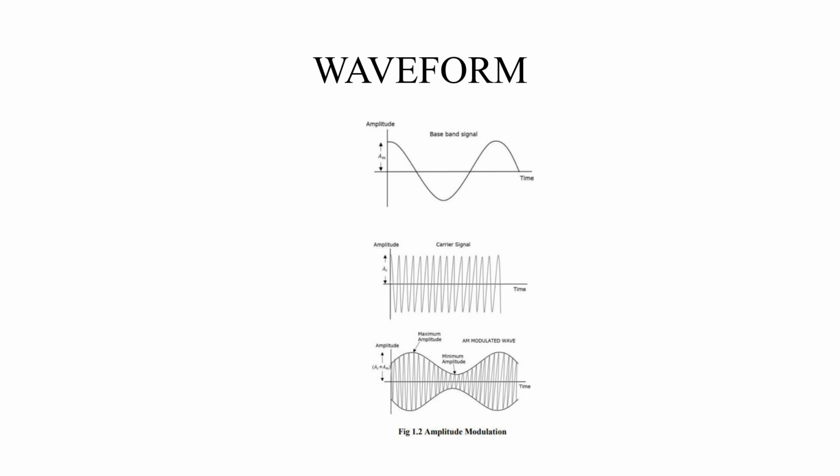When we trace the envelope of the amplitude modulated signal, the envelope consists of the message signal which we have transmitted. We can say that this is the cosine message signal. When we trace the envelope of the AM signal, the envelope remains the same as the message signal which we have transmitted.